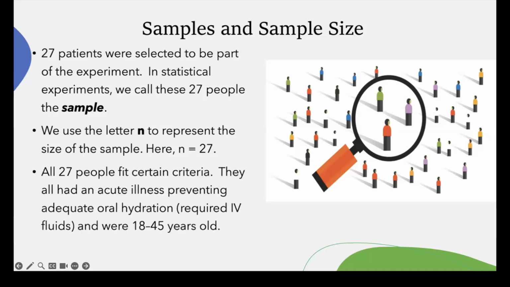And they fit certain criteria. They fit the criteria that require them to need IV fluids. They all had an acute illness preventing adequate oral hydration, required IV fluids, and were between 18 and 45 years old. So these were the criteria for being part of this study, and all of these 27 people met that criteria.